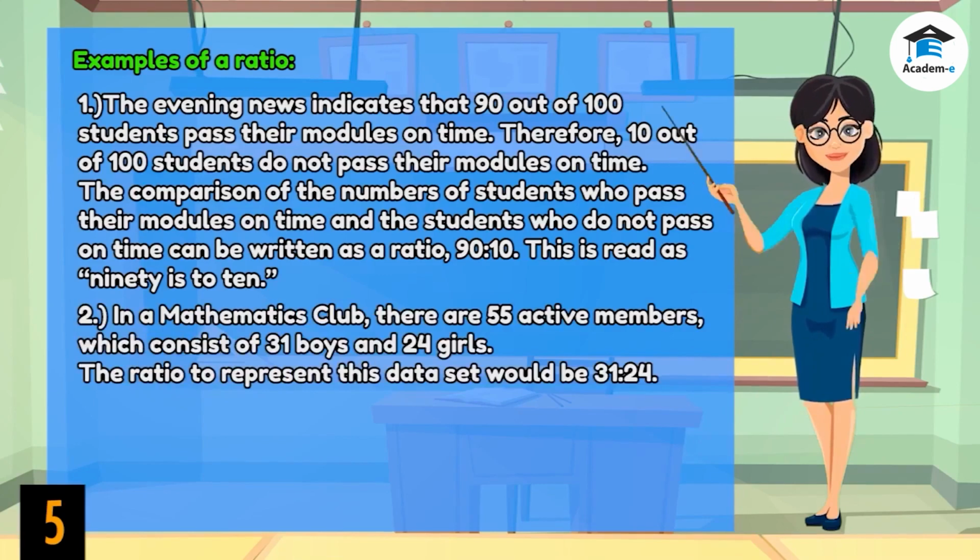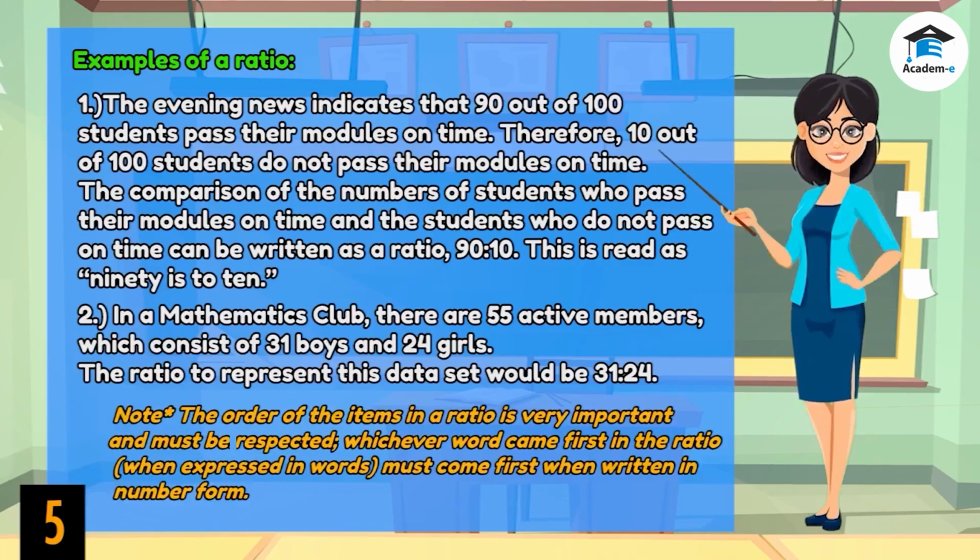2. In a mathematics club, there are 55 active members, which consist of 31 boys and 24 girls. The ratio to represent this dataset would be 31 to 24. Note the order of the items in a ratio is very important, and must be respected. Whichever word came first in the ratio, when expressed in words, must come first when written in the number form.